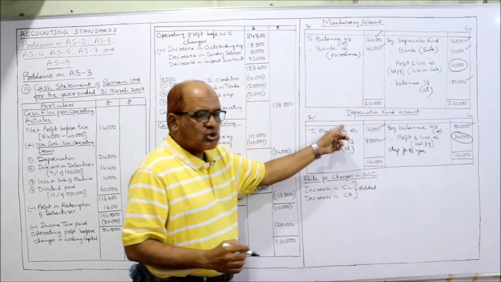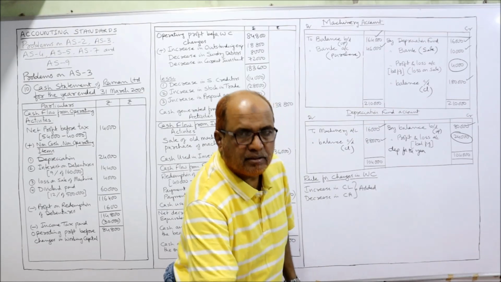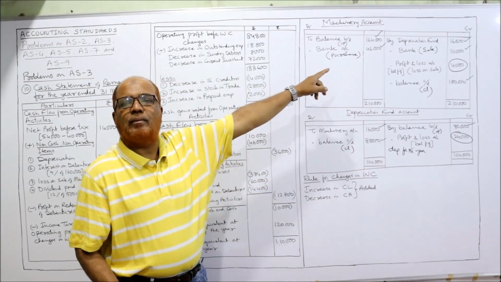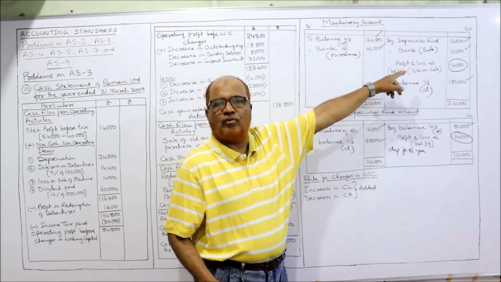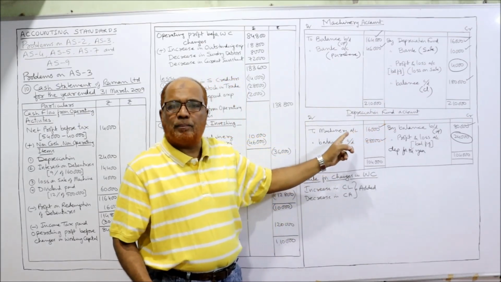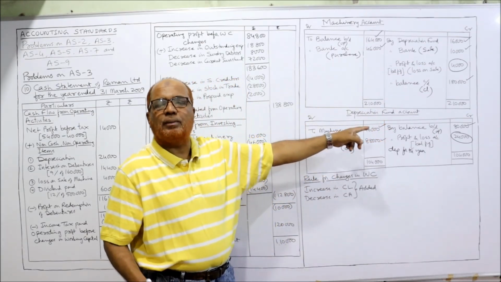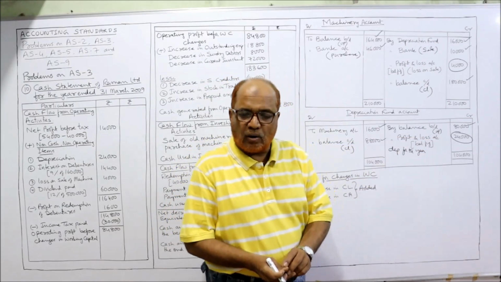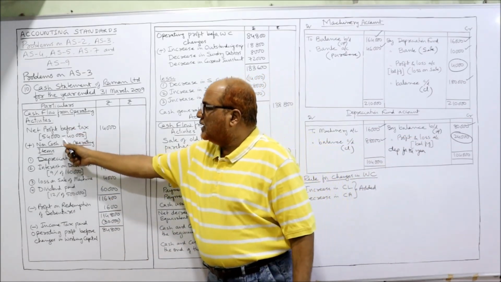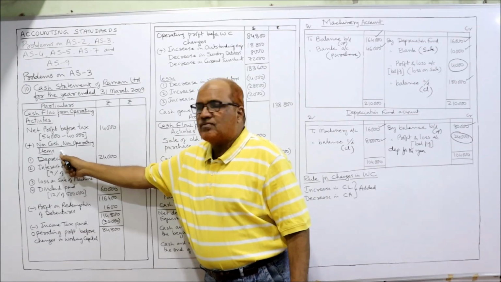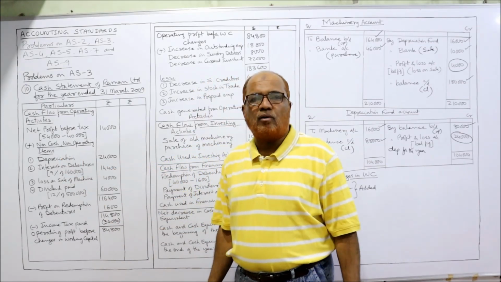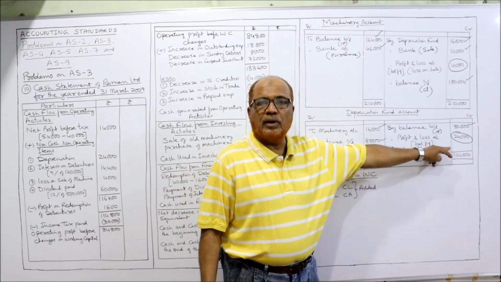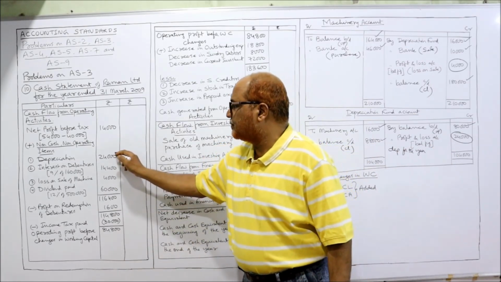So by making these two accounts, we have calculated: by making the machinery account, we come to know there is a loss on sale of machine of 4,000. By preparing the depreciation fund account, we come to know depreciation provided during the year is 24,000. Now, here are the non-cash, non-operating items. First one, depreciation. How did we get it? Here we got 24,000. Take it.